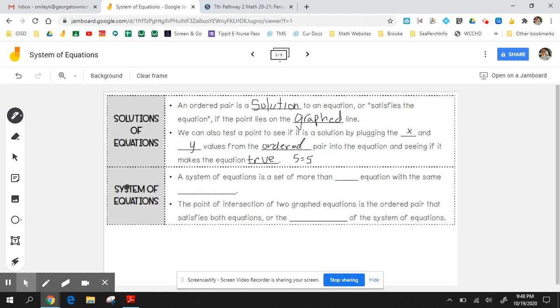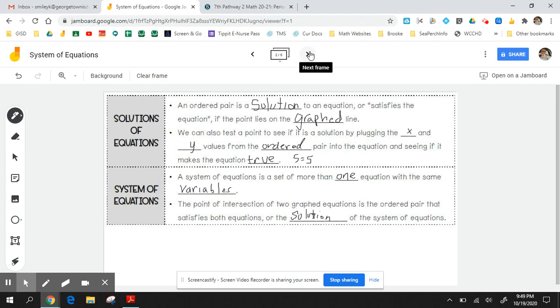Okay. A system of equations is a set of more than one equation with the same variables. The point of intersection of the two graphed equations is the ordered pair that satisfies both equations. So what we found, 3, 5, on the last one, is called the solution to the system of equations. And that's a bad T, but you get that it says solutions. Okay?